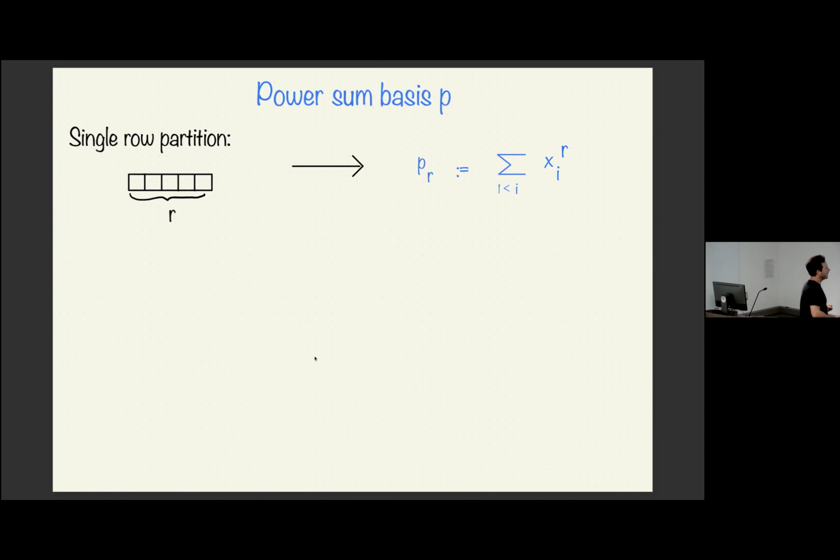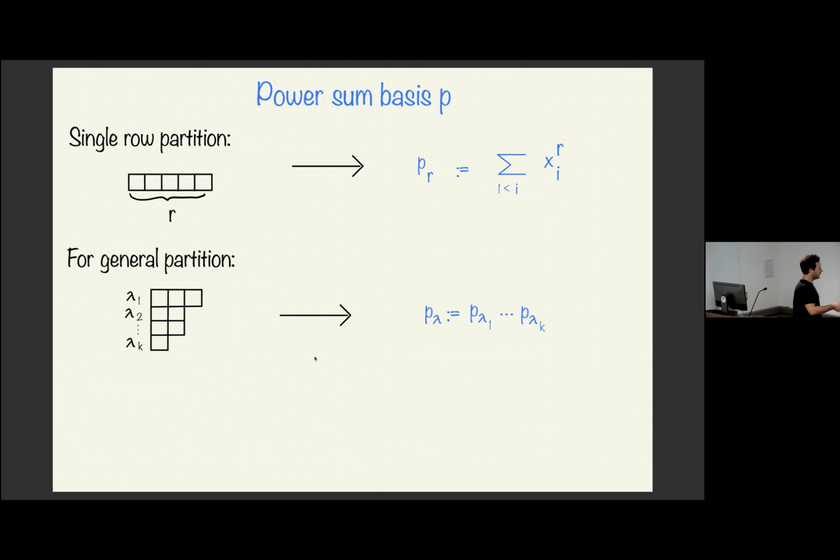All right, let's go to the next basis, the power sum basis. The power sum basis is defined similarly. You again get a single row partition with r boxes. Associated to that, you define this symmetric function p sub r of degree r, which is given simply by the sum of the rth power of each variable. So no cross terms. Okay, very simple.